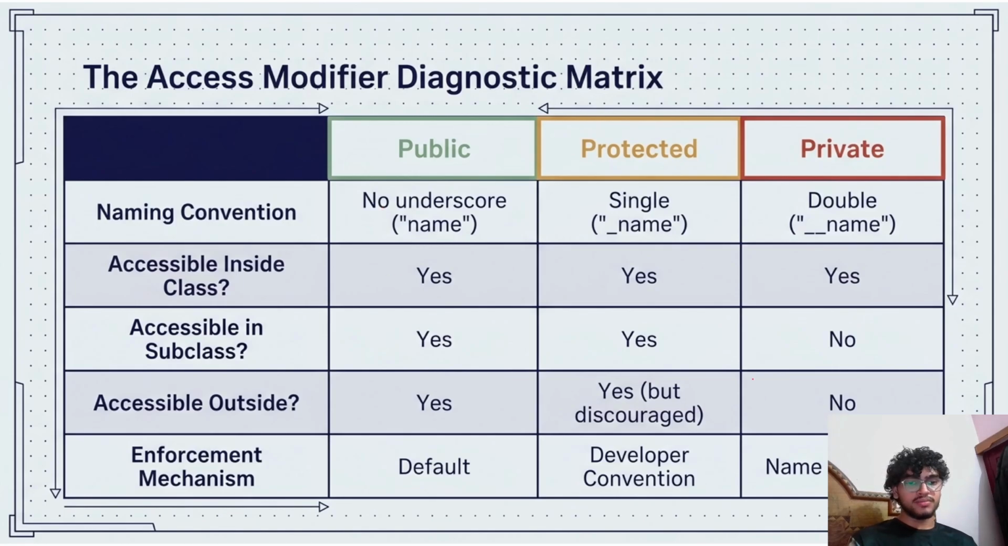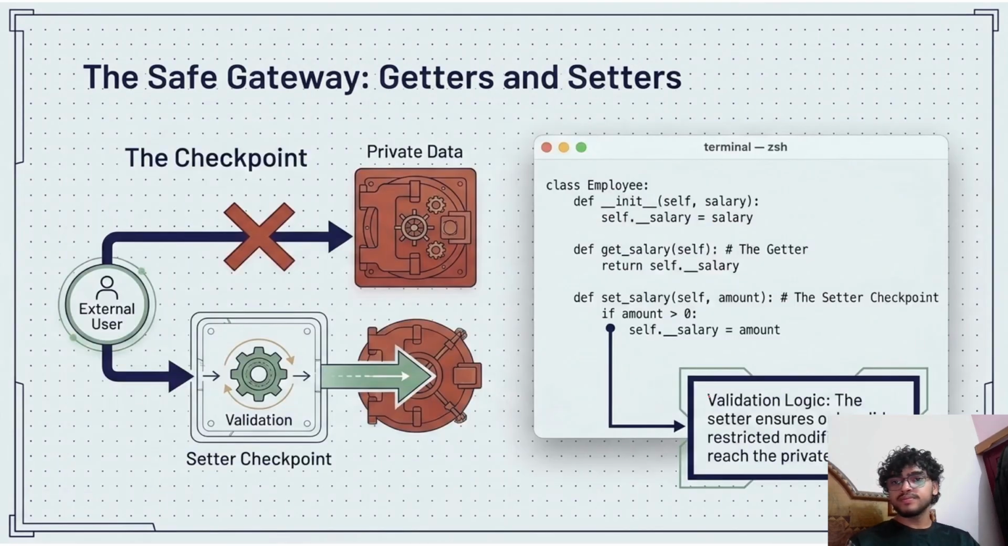These are the chart, and there is no underscore in public, single underscore in protected, double underscore in private. Public is accessible inside the class, yes. Protected is also accessible, private is also accessible. In a subclass, public and protected are accessible, whereas private is not accessible. Accessible outside, yes for public, but discouraged in protected, and obviously private, no.